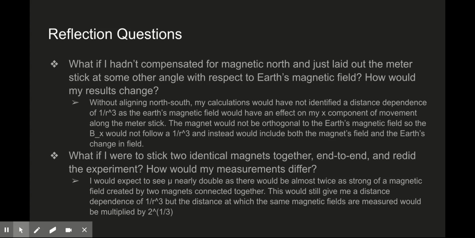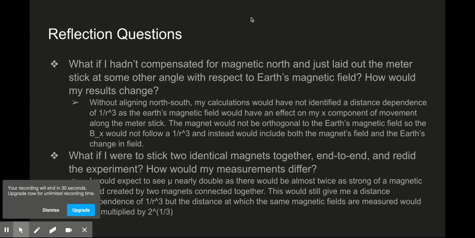So my reflection questions for this experiment: what if I hadn't compensated for magnetic north and just laid out the meter stick at some other angle? This would affect my results because in the x direction, the magnetic field would now include the magnet's magnetic field and the Earth's magnetic field, and so I could not find a distance dependency of 1 over r cubed. And basically, at the beginning of the experiment, we had to set the magnet to be orthogonal to the Earth's magnetic field so that the x component would not be affected by the Earth's magnetic field.